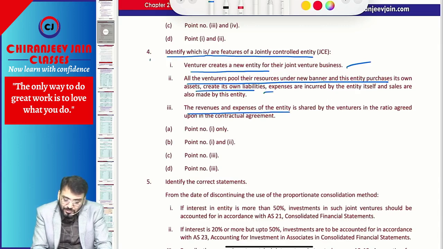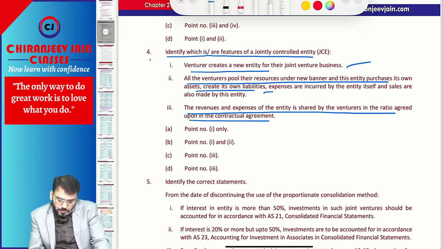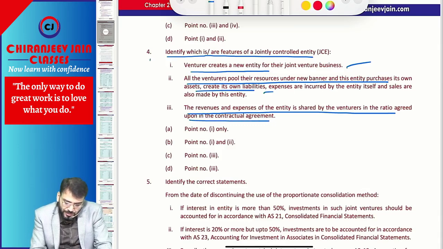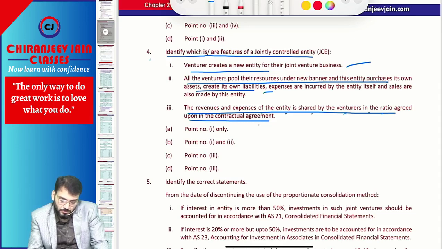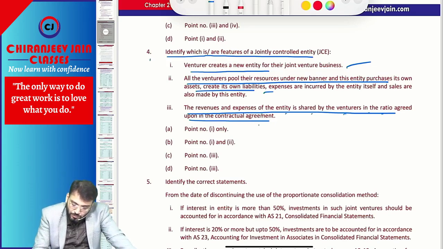The revenue and expense of the entity is shared by the venturer in the ratio agreed upon in the contractual agreement. It is not shared. Correct now. The revenue and expense of the entity is shared by the venturer in the ratio agreed upon in the contractual agreement. Achha, they have asked what are the correct features. This is also correct. Venturer creates a new entity for their joint venture business. What have they given?